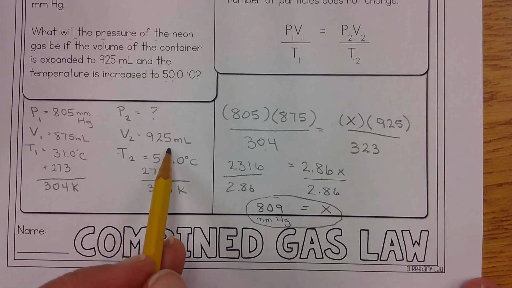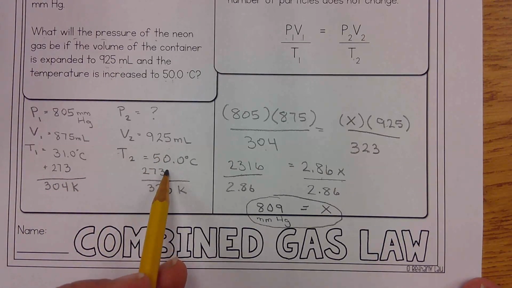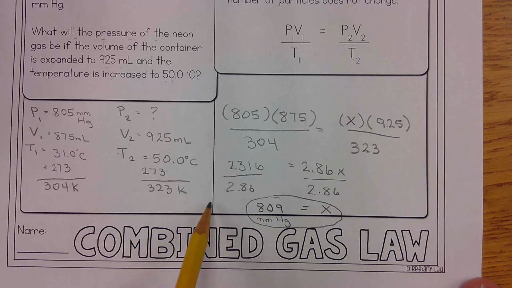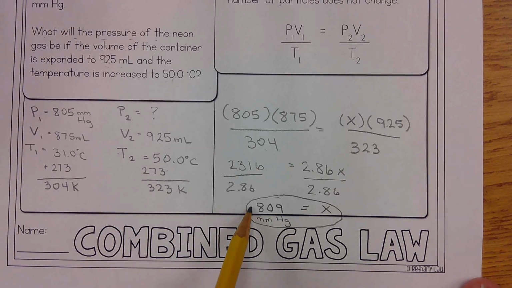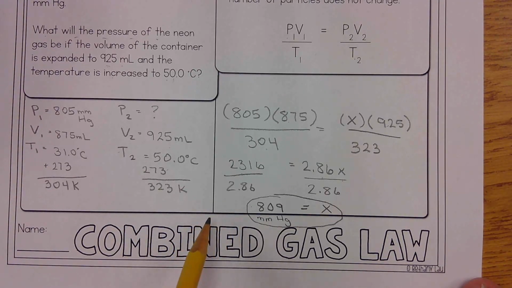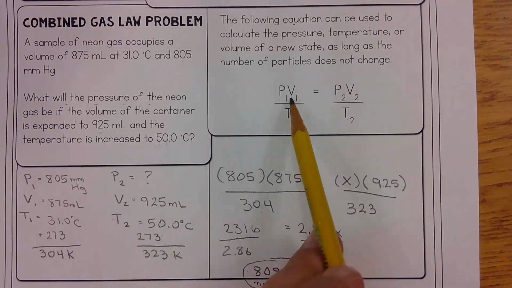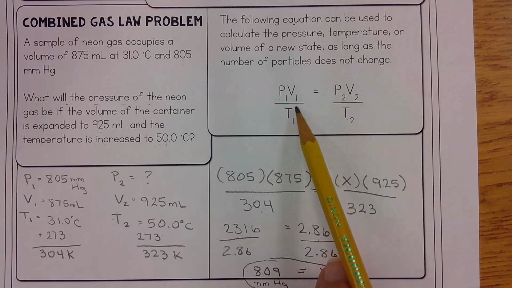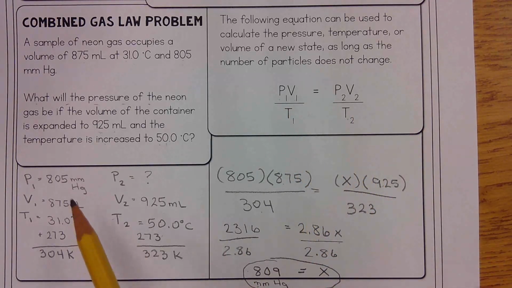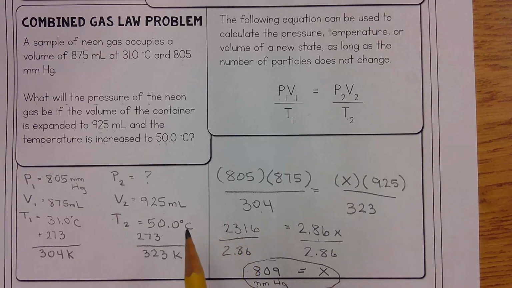So when the volume goes up and the temperature goes up, the pressure changes just a little bit, not much. But that is it. So that's the combined gas law right here. It's when you have pressure, volume, and temperature all together in one problem. And you just do some multiplication and division, and there you have it.